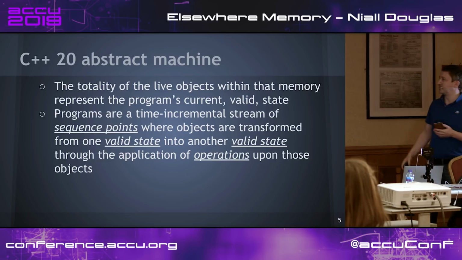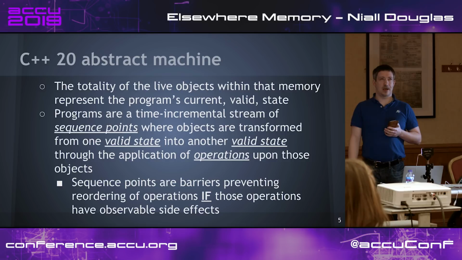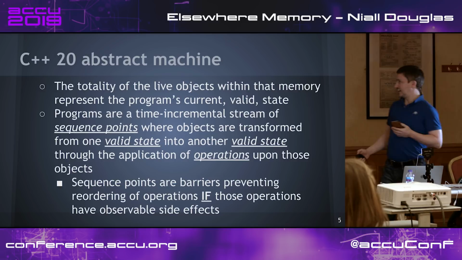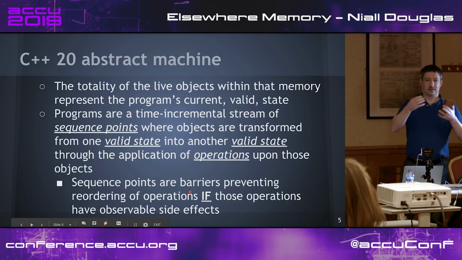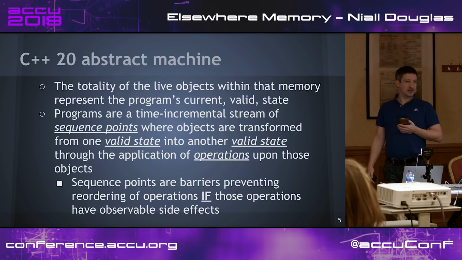Sequence points are defined as a whole lot more complexity than this, but I think they basically mean that they're reordering barriers. So if operations have observable side effects, then sequence points in the abstract machine say you cannot reorder these things across one another. That's basically what they mean, I think. Does that seem reasonable to everyone in the room? I thought someone was going to correct me.